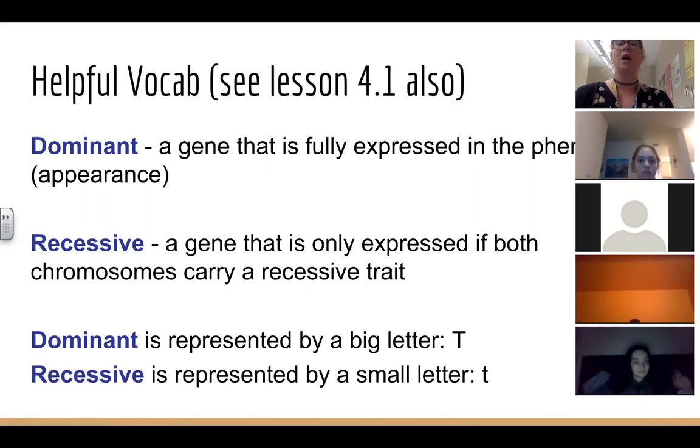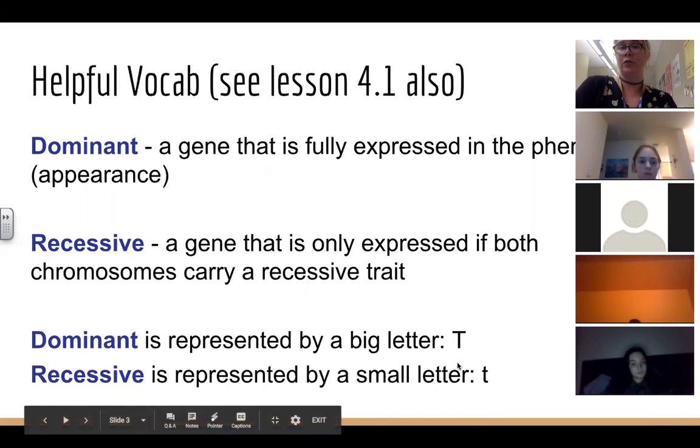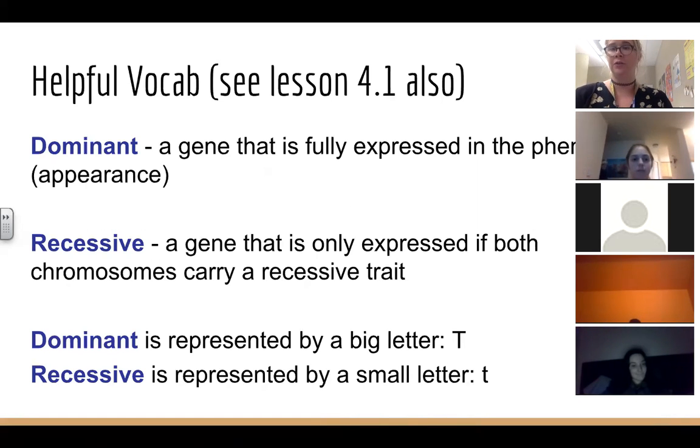We represent the genotype, at least, of these with letters, right? And the genotype describing what the genes are. So if you see a capital letter, it means it's a dominant trait. If you see a lowercase letter, it means it's a recessive trait. Now, I could give you letters and not even tell you what they are, and you could still figure out what would happen to the offspring, right? But it's helpful to know what the trait is representing.